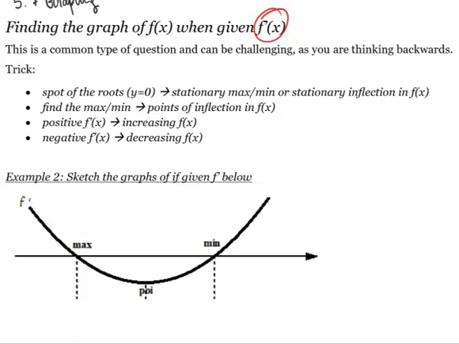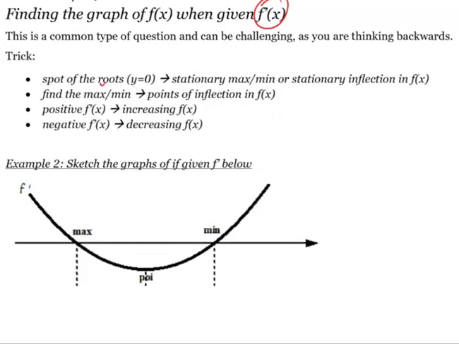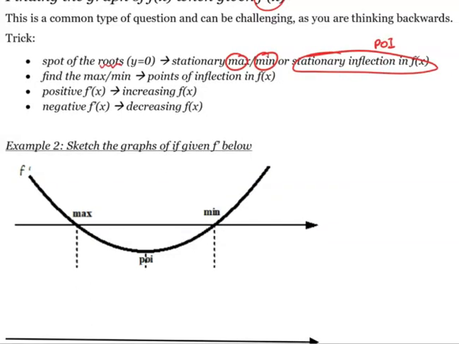Just from the last video here, first of all, we want to spot the roots, because these roots were a maximum, a minimum, or a stationary inflection point in the original graph. And then after you've done the roots, let's look at the minimum and maximum points of your first derivative graph. Everything on this side here is the first derivative graph. Everything on your right-hand side here is the original function.